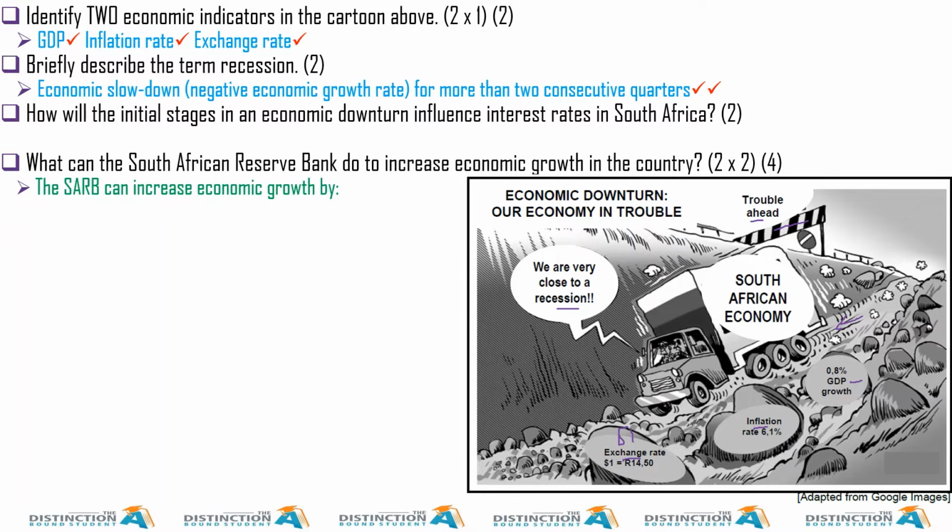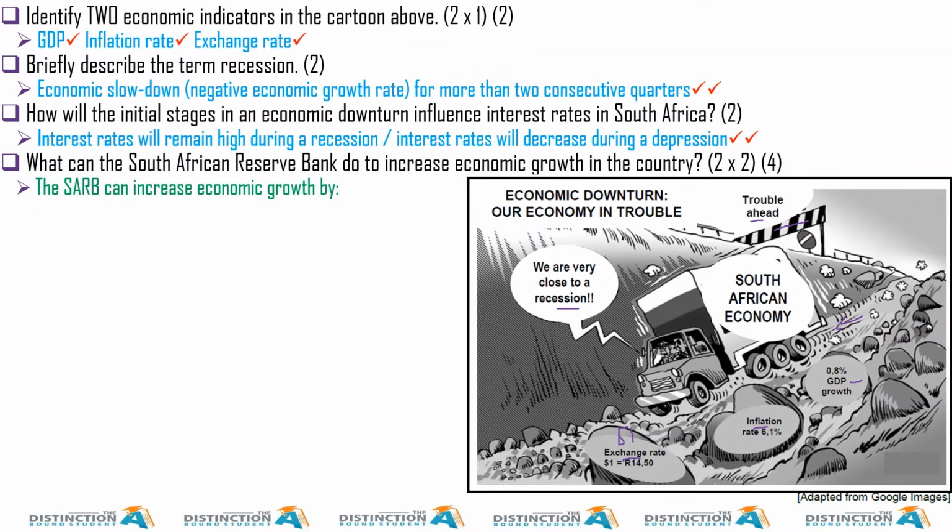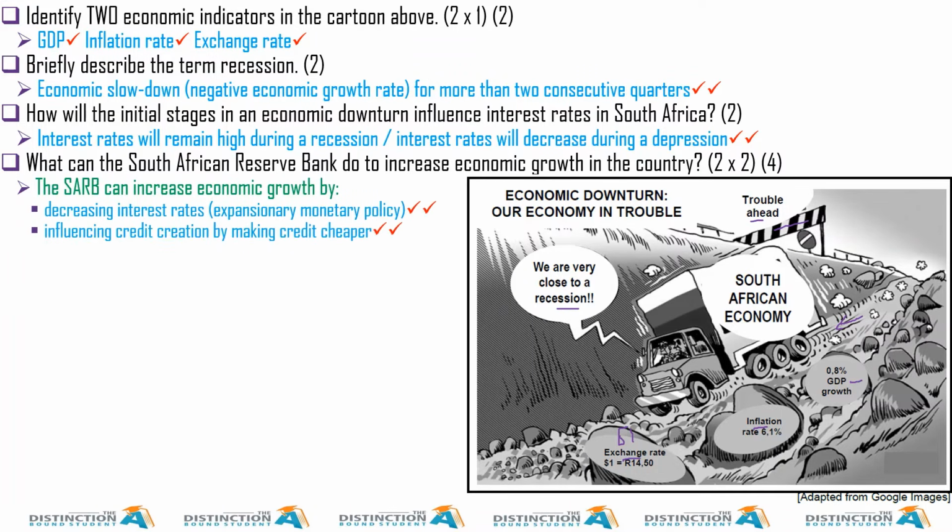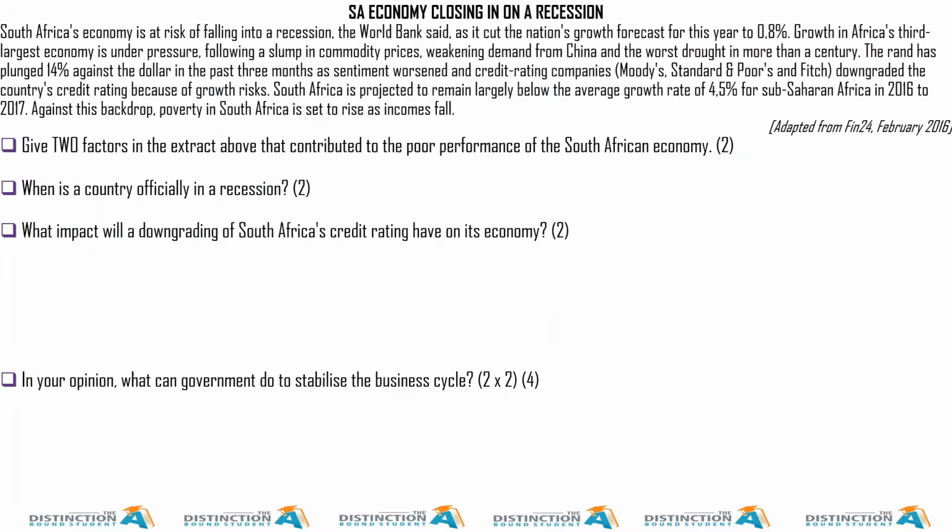How will the initial stage in an economic downturn influence interest rates? At this point, I think interest rates will still be high because this comes right after a prosperity. What can the South African Reserve Bank do to increase economic growth? Okay, this question is more or less the same as the one we did previously. So they should implement their monetary policy, but in an expansionary way. That means increasing money supply and reducing interest rates. All right, so you can go through this. That's easy.